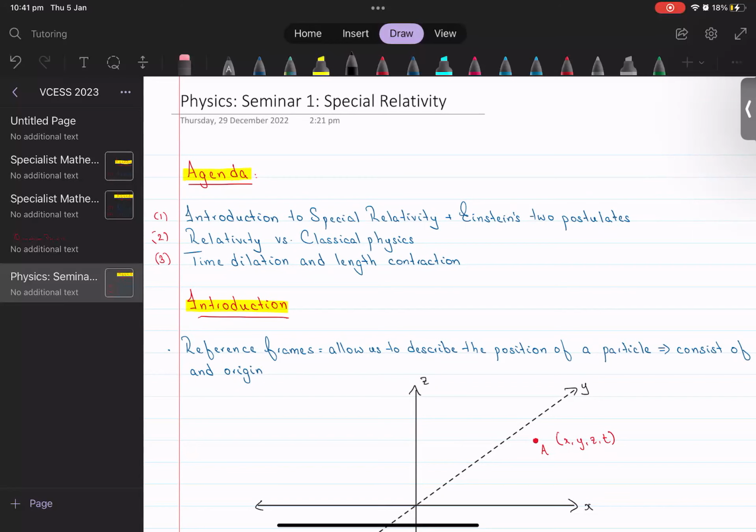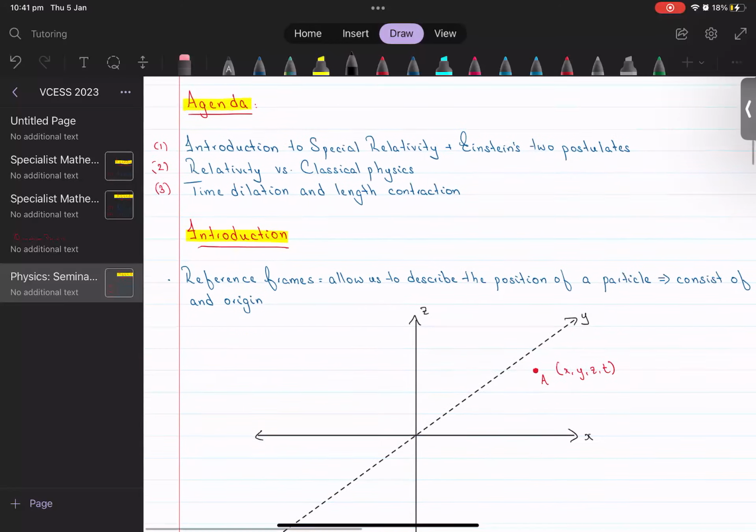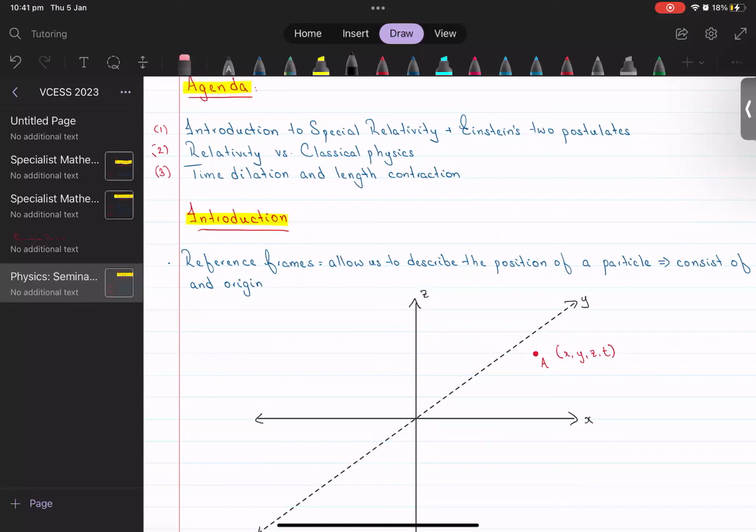The third topic that I wanted to go through is the most important one: the most important consequences of special relativity, namely time dilation and length contraction. We will see what all of those mean in the coming sections.